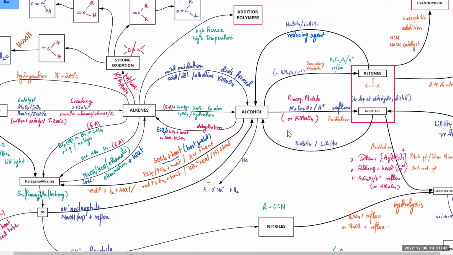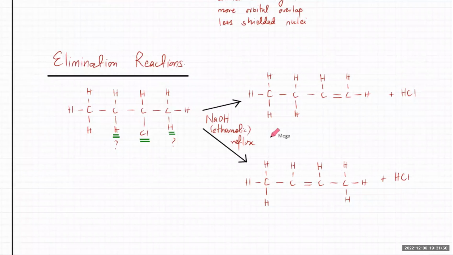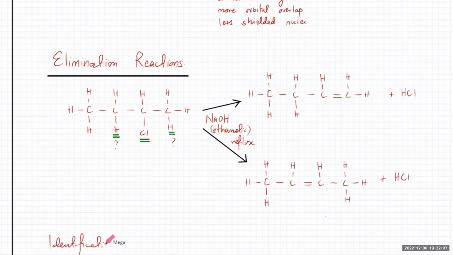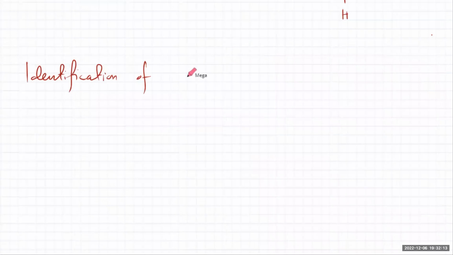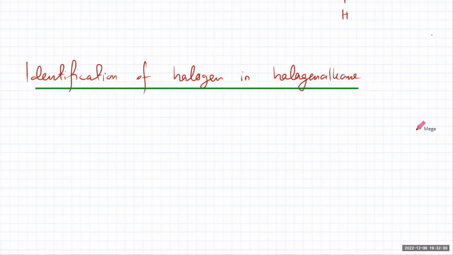So next we're going to move towards alcohols, all of these reactions. But before that, there's still some stuff left. One is identification, एक identification से चीजें related है. So identification of halide. So identification of halogen in halogenoalkane. So how do you do that?